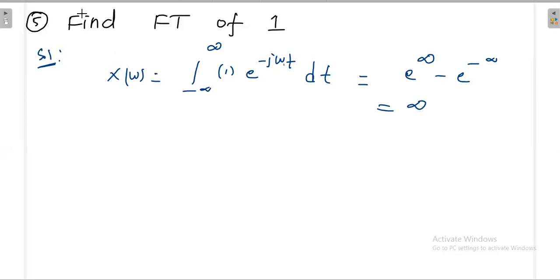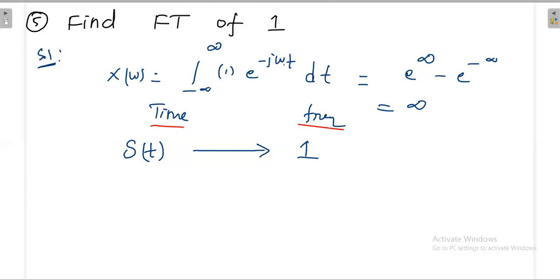First of all, when an impulse is there in the time domain, what is the answer in the frequency domain? That is 1. When an impulse is there in the time domain, we get 1 in the frequency domain. This is the time domain and this is the frequency domain. Now the question is, when I have a constant in the time domain, what will I have in the frequency domain? In the time domain I am having 1. For that I have to take the Fourier transform. Then what is its contribution in the frequency domain?